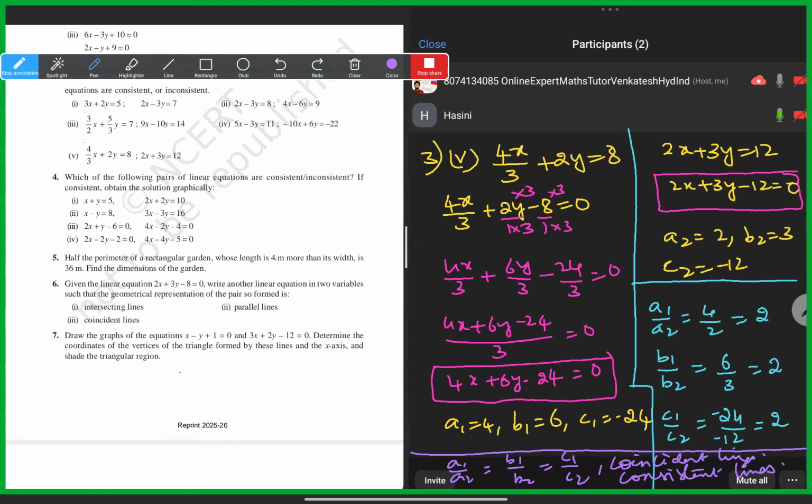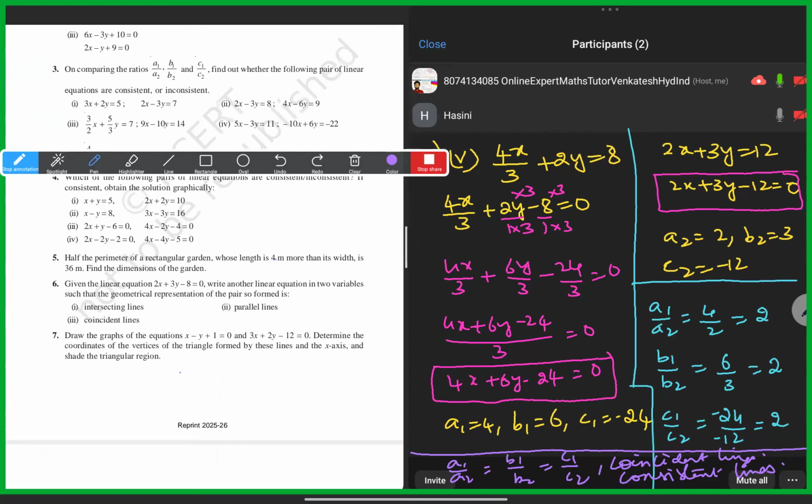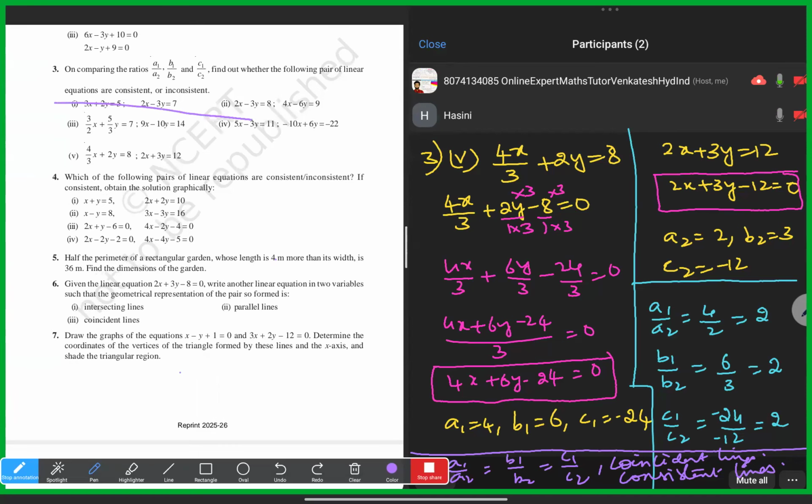Yes, sir. The back answer also shows the same. Okay, so the second question is completed. We just have to tell whether they are consistent or not by doing the A1 by A2, B1 by B2, C1 by C2 ratios. We already know the conditions.